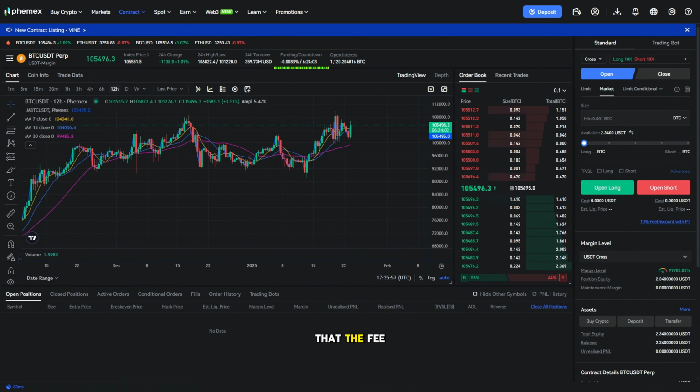It's also important that the fee only occurs when this timer goes to 0 and you have a position opened at that time. So if you close your position before the timer reaches 0 and you open one after it, again, you won't have to pay any fee. By the way, this countdown has an 8-hour interval. So if it goes to 0, it starts back at 8 hours and then it goes down again. And these are basically all the fees that you have to keep in mind on Phemex.